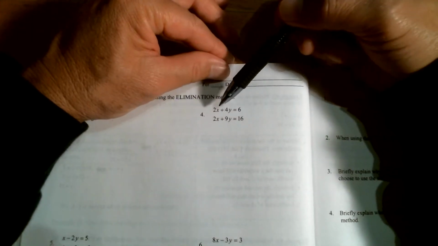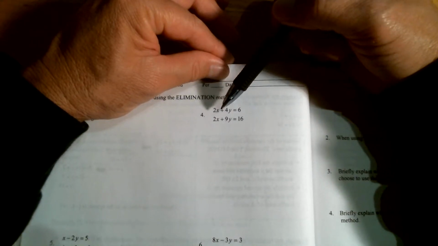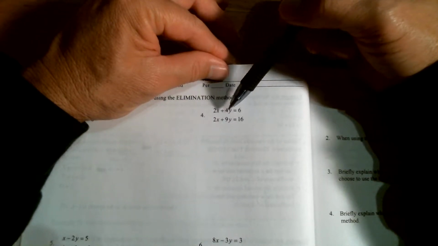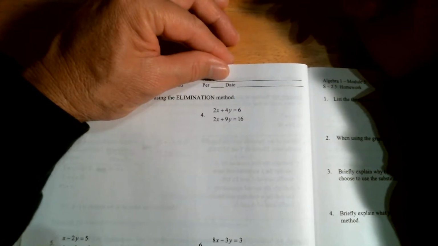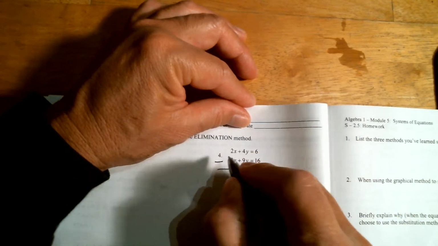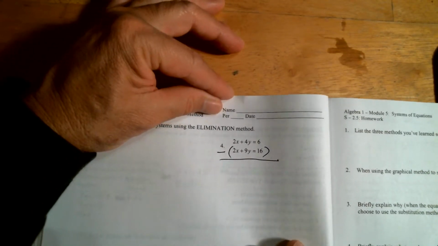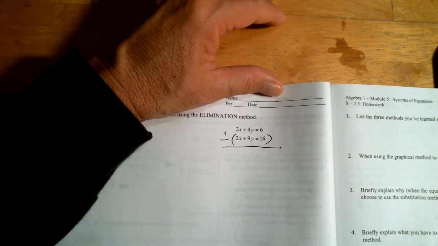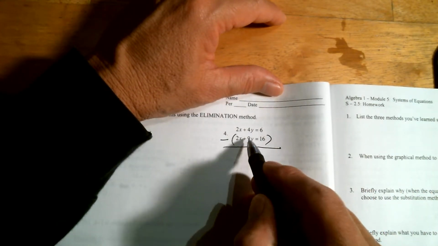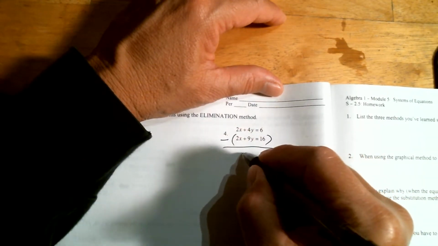If you see here, you have 2x. You have 2x. Now if I subtract this equation from this equation, I can get rid of that 2x. So let's do that. Subtract that whole thing like this. Okay? I can do that. This is why algebra is so cool, guys. Come on. 2x minus 2x is 0, so the x's go away right away. I'm going to be left with 4y minus 9y. I'm going to be left with minus 5y.